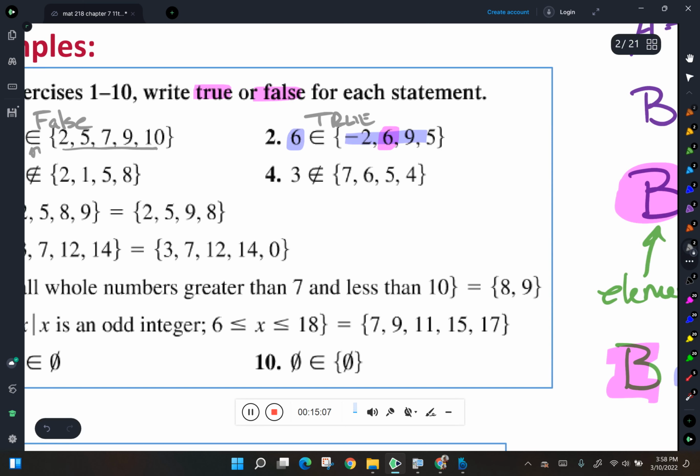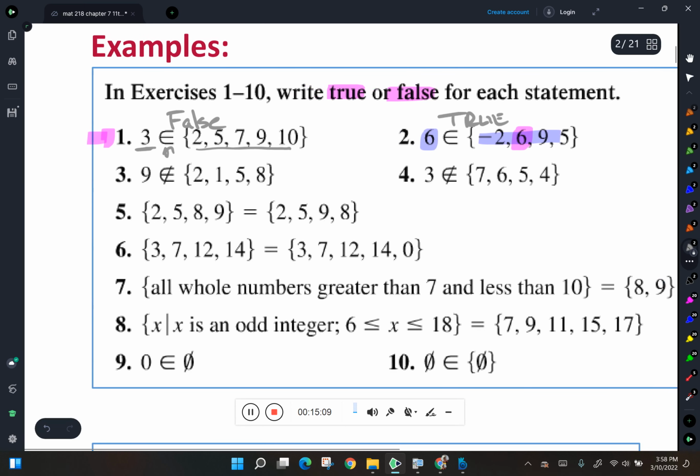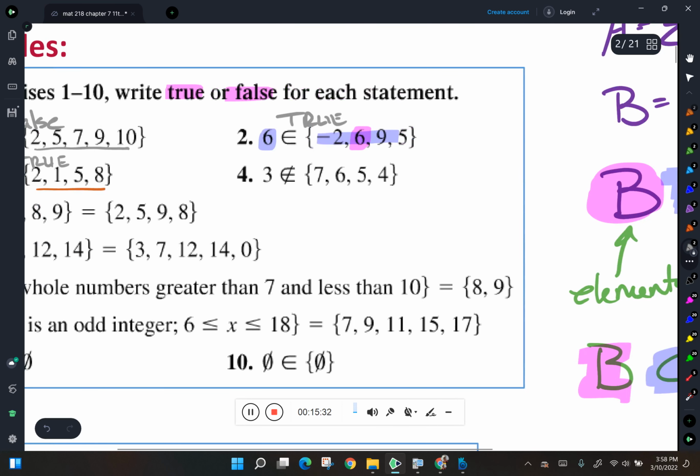So that means that we're looking at a true statement. Number 3 here: is 9 not an element of the set 2, 1, 5, 8? Well, the slash line through it means it's not in there. So is 9 not in there? 9 is definitely not in there. So that would be a true statement. Number 4, 3 not in there? Yep, that's true.